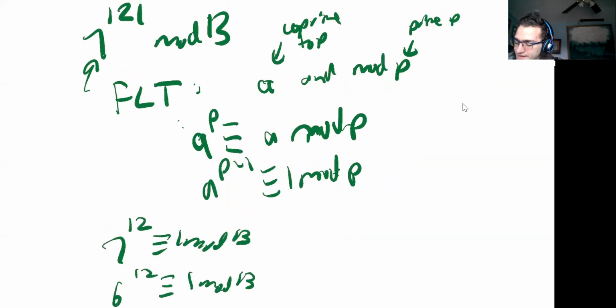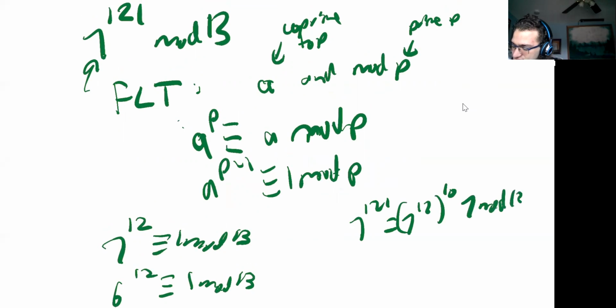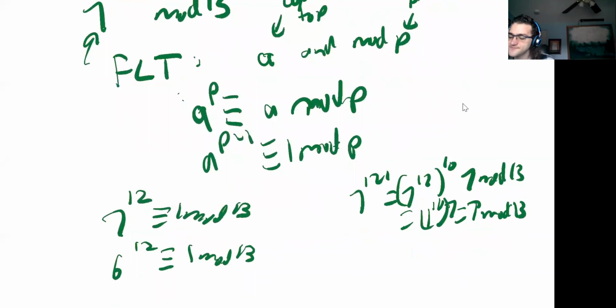And so I can write 7 to the 121 as 7 to the 12, to the 10, times 7 mod 13, and I know that this 7 to the 12 is 1, so I get 1 to the 10th times 7, and that's equivalent to 7 mod 13. So I could do that.